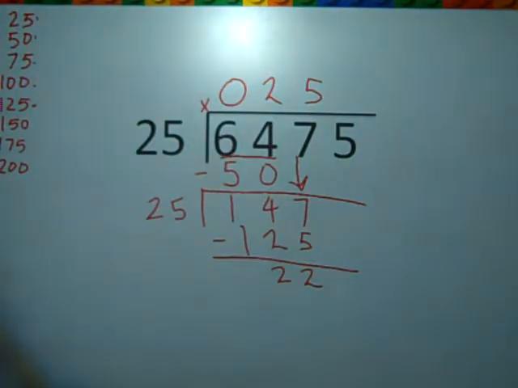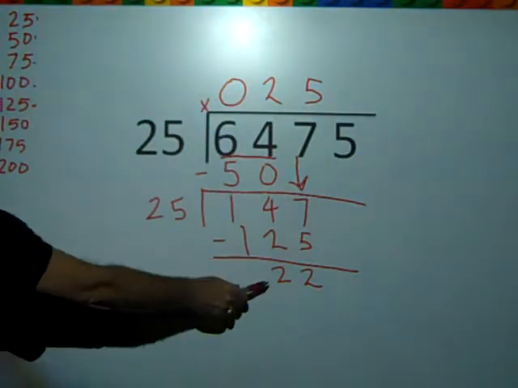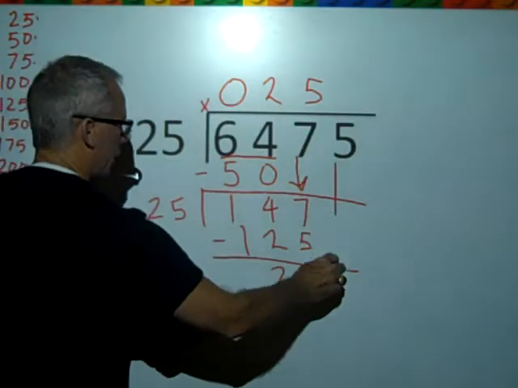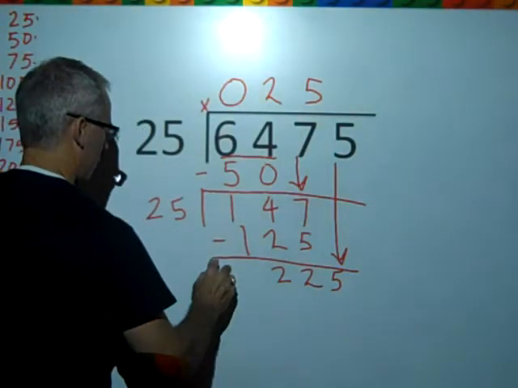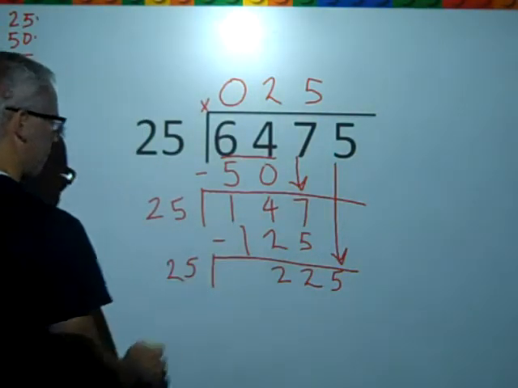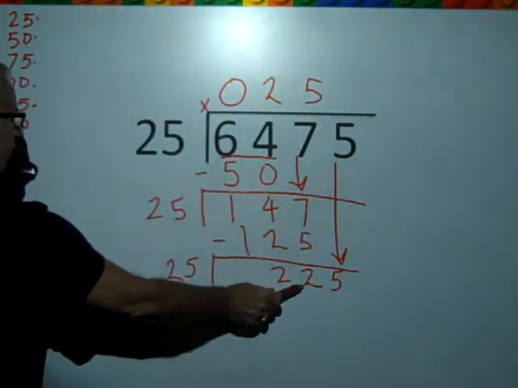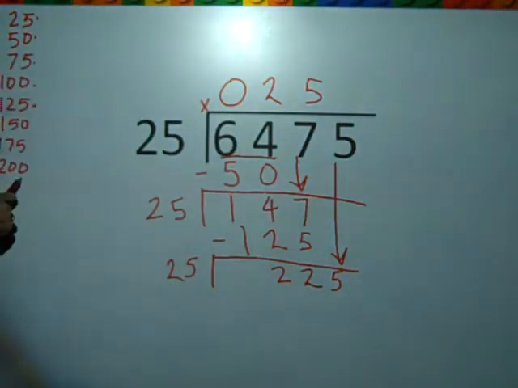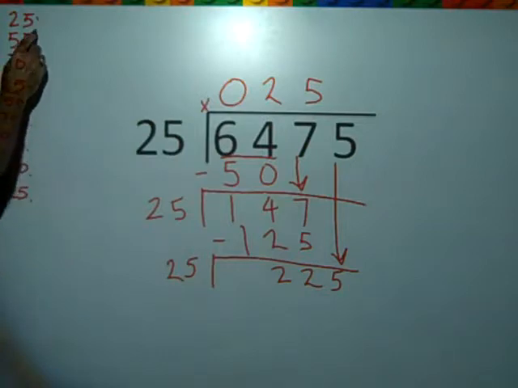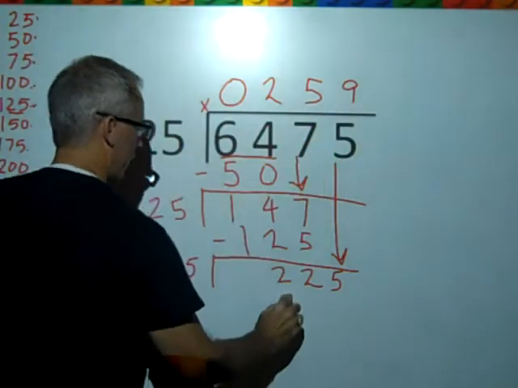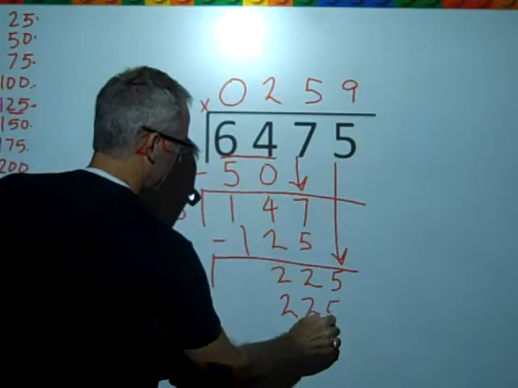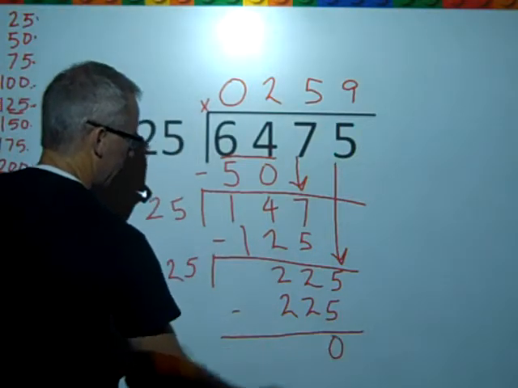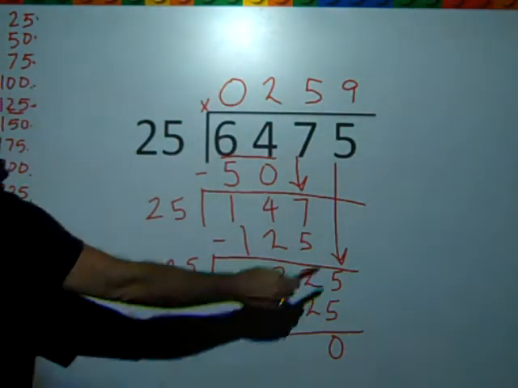22. Next step, 22 is less than 25, so we're good. Bring down the 5. 25. How many groups of 25 can I make from 225? Well, if I look here, I stopped at 200. What comes next? After the 100 is 25, so now it is 225. And that is 1, 2, 3, 4, 5, 6, 7, 8, 9 groups to give me exactly 225. Subtract them. I've got nothing left over and nothing left to bring down.